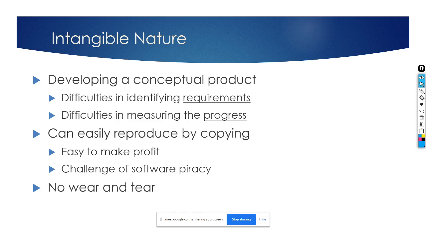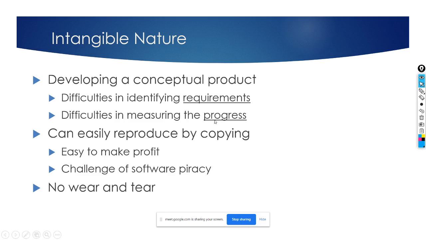Because it is an intangible product that we are working on, there are a lot of good things and bad things. One of the bad things is, since you are working on a conceptual product, most of the time requirements are really messy, right? Because when customers explain something conceptual, a lot of ambiguities will be there. Sometimes we can't understand what he's talking about, etc. Another thing is, it's very difficult to measure the progress.